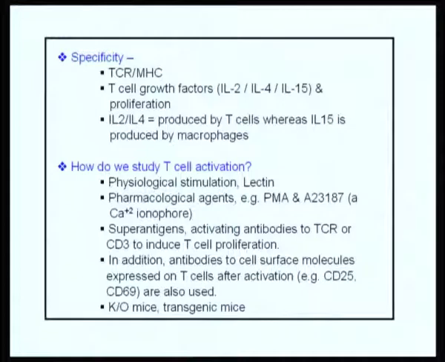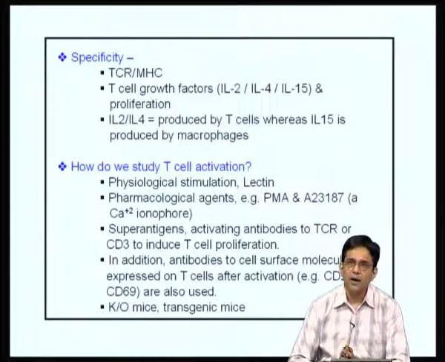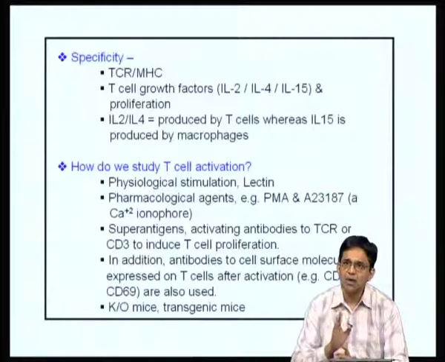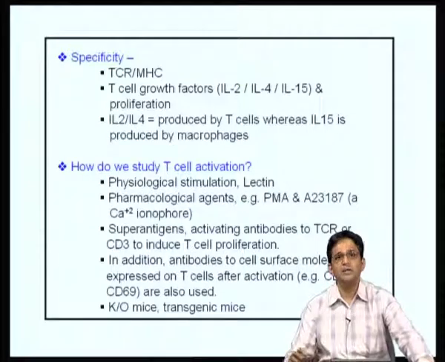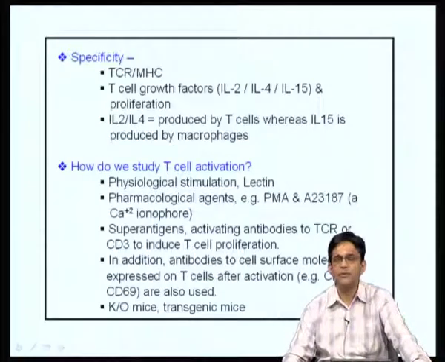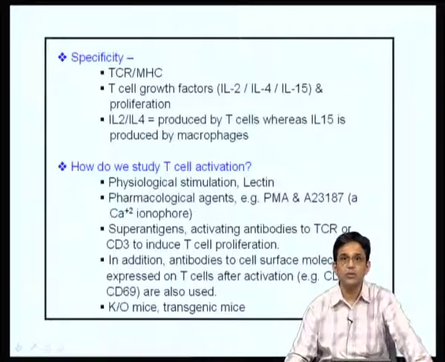Okay, now this slide tells us a little bit about specificity. As was obvious, T cell activation occurs via the T cell receptor, and the cognate ligand for the T cell receptor is the MHC peptide. Upon activation, T cell growth factors are produced that result in proliferation of these T cells. Now, IL-2 and IL-4 are produced by T cells, whereas IL-15 is produced by macrophages. IL-15 is also an important factor which allows T cells to proliferate.